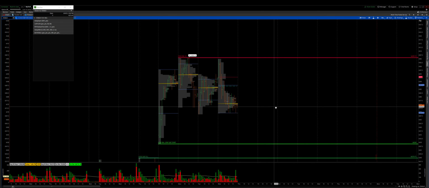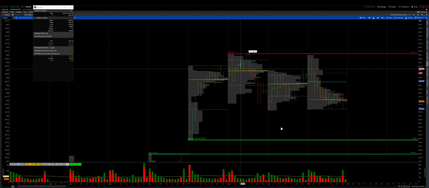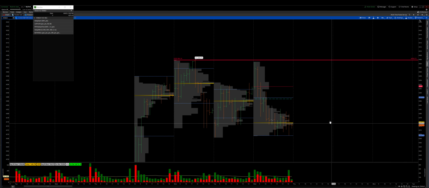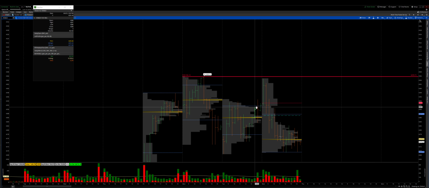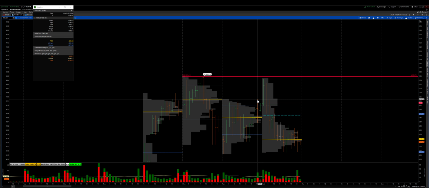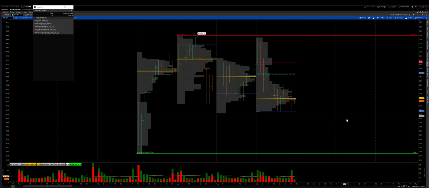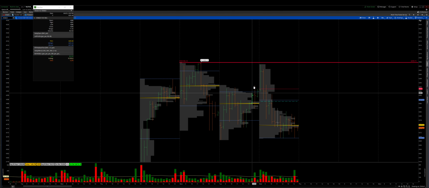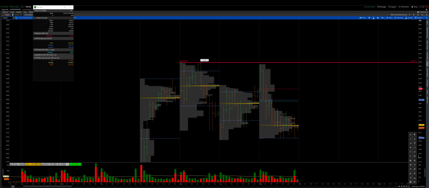So how will we look to trade this balance area? Well, obviously, today was a bit of a fake out, right? We opened near yesterday's high, you can see that right here, right? This was yesterday's high, 42.94. Let me mark that for you.